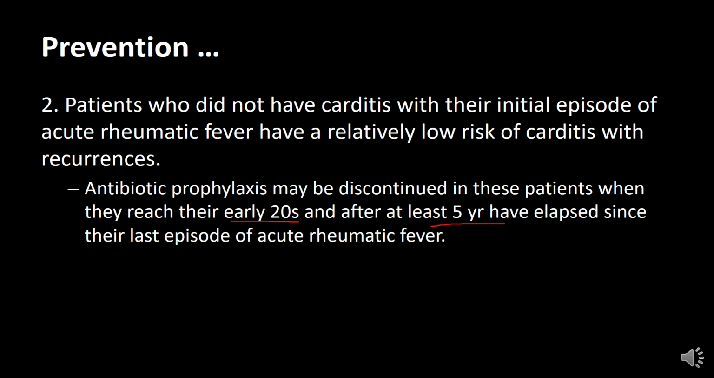That means if they are near 20 years, then you'll do 5 years prophylaxis. If they are maybe 10 years by the time they have their first acute rheumatic fever without carditis, then you'll give them their prophylaxis until they're in their 20s. Then you consider stopping, whichever is longer.